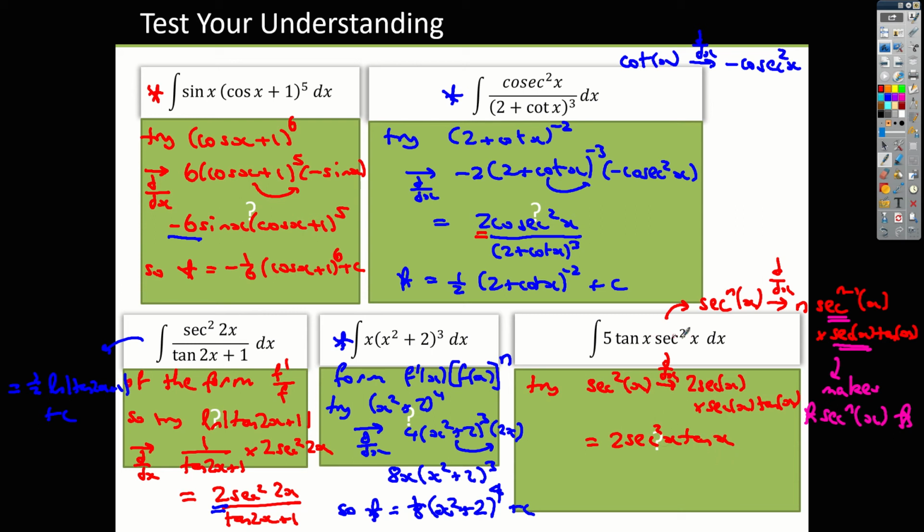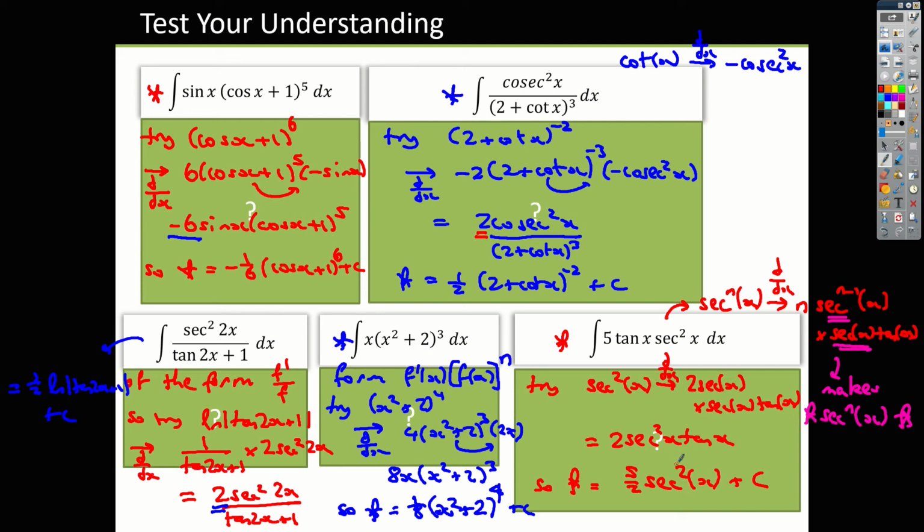Okay, compare it to what we've got up here. We've got most things in the right place apart from the 5. Our guess of sec squared x gave us 2 at the front, and we're trying to get to 5, so what we want to do is scale this up by a factor of 5 over 2. So our final answer for this one is 5 over 2 sec squared x plus c.